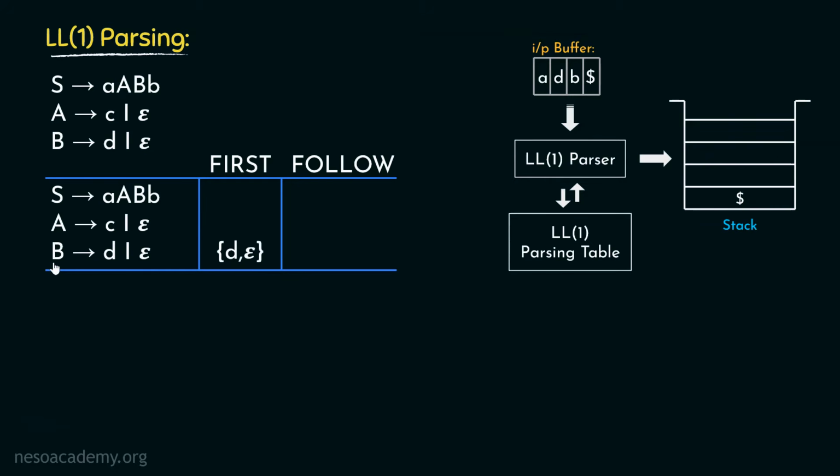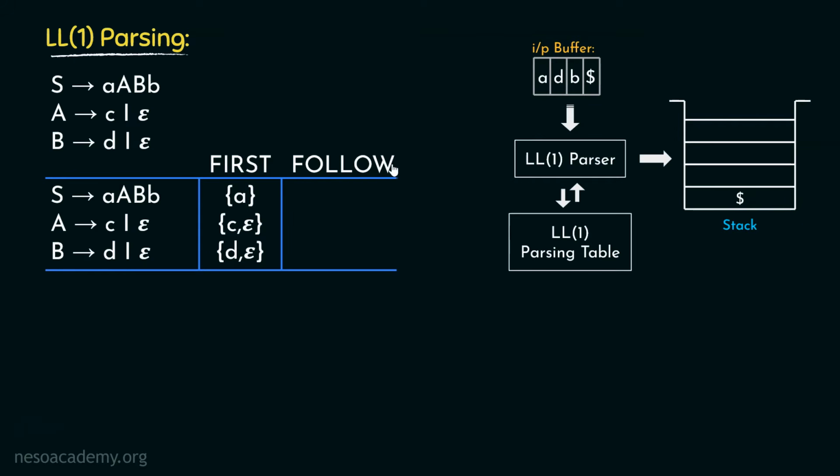of B. Now similar to B, for the non-terminal A, in the first of A, we are going to include the symbols c, that is the small c or the terminal symbol c, or epsilon. Now what about S? As you can observe, the production rule states S can be written as small a followed by capital A, capital B followed by small b. So basically in the first of S, we are going to include the terminal symbol a, that is small a. So these are the firsts of all the non-terminals involved in this grammar.